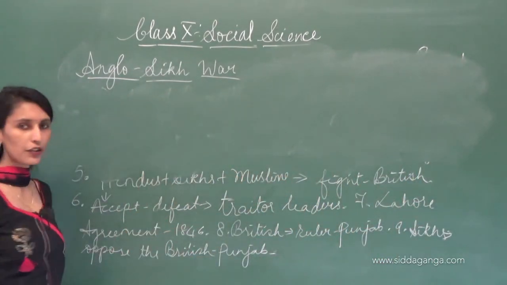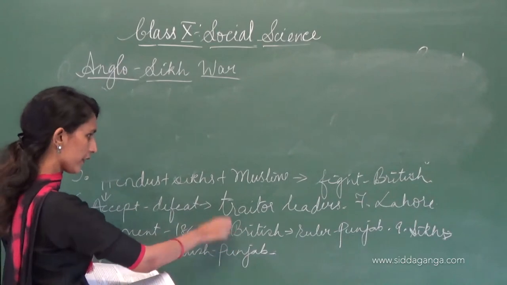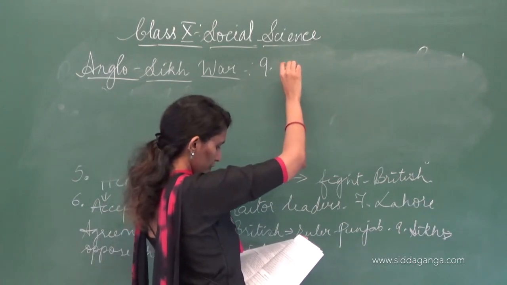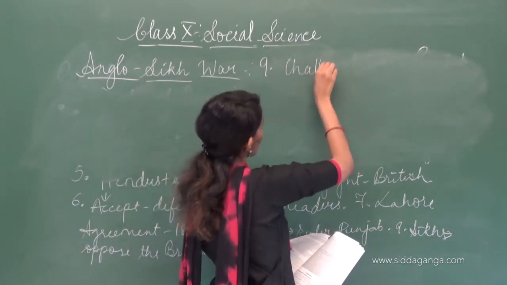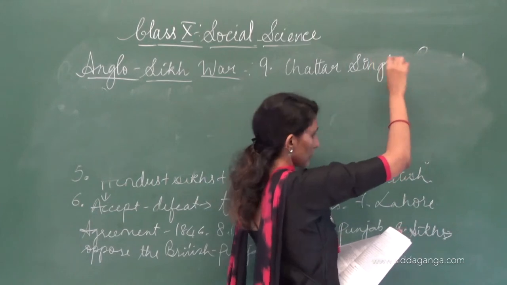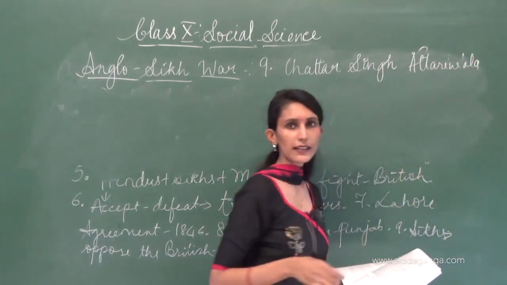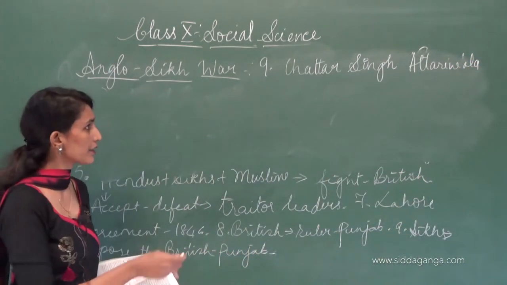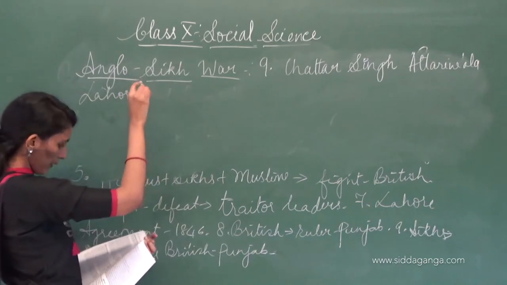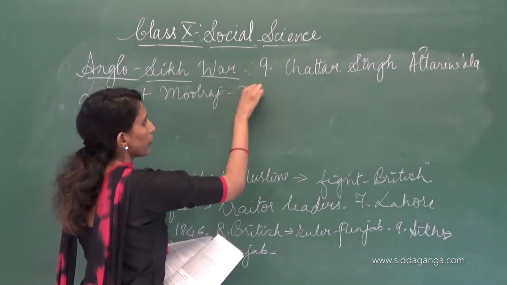Two major people who went on to oppose these Britishers were, this is the 9th point. They were Chatar Singh Athariwala. Where did he try to oppose? He tried to oppose in Lahore. And there was one more person, his name was Mool Raj. Where did he oppose? He opposed in Multan.